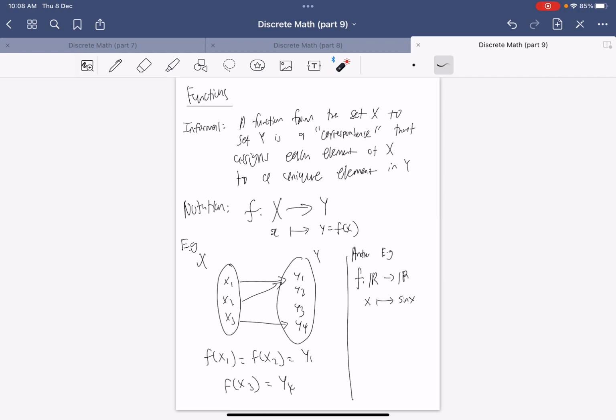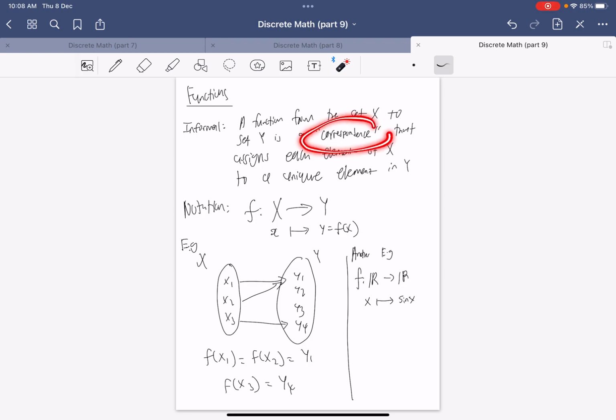So many courses will just give you the informal definition where a function from the set X to the set Y is just a correspondence or assignment or a rule that assigns each element in this X to a unique element in Y. Assigning every element in X means that it is everywhere defined, and to a unique element in Y just means that it is well defined. And so a function needs to be both well defined and everywhere defined.